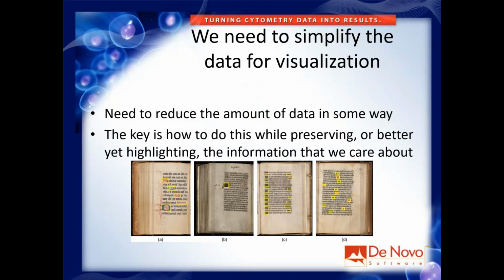We have too many bins, and also often too many cells occupying too many bins. Whenever you reduce the amount of data, you're throwing away information, right? There's no way to get around that. If you have 1 million cells by 32 colors, and you disregard some of those colors and some of those cells, you are throwing away information to make the calculations and the understanding simpler. The key is to throw away information while preserving, or even better, highlighting the information that we care about.